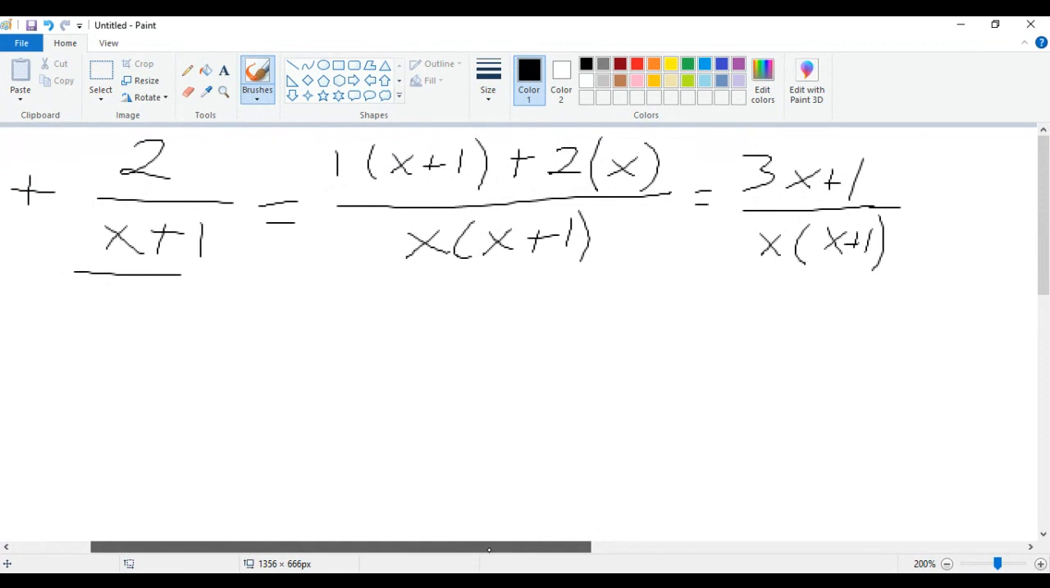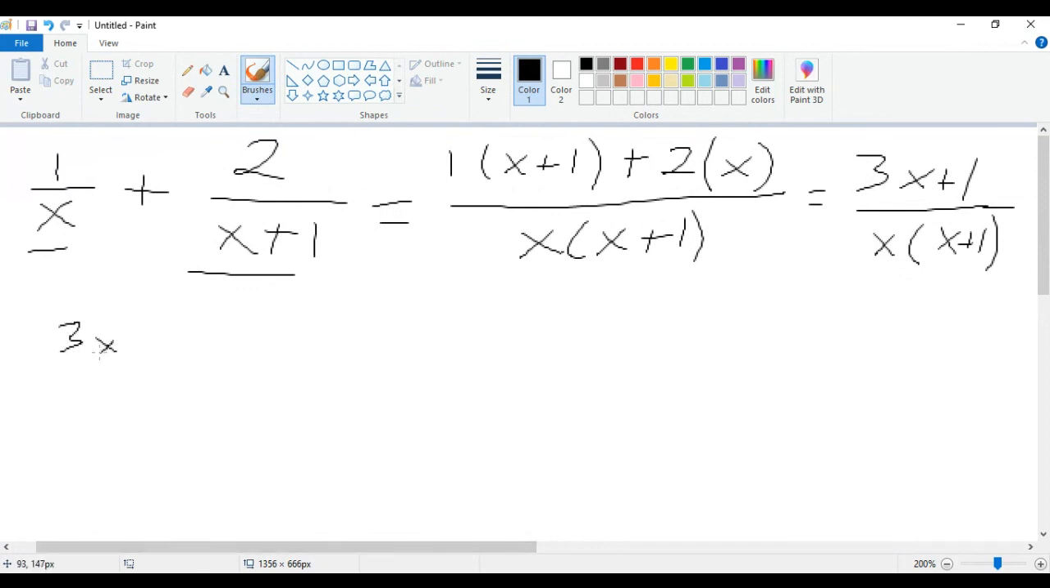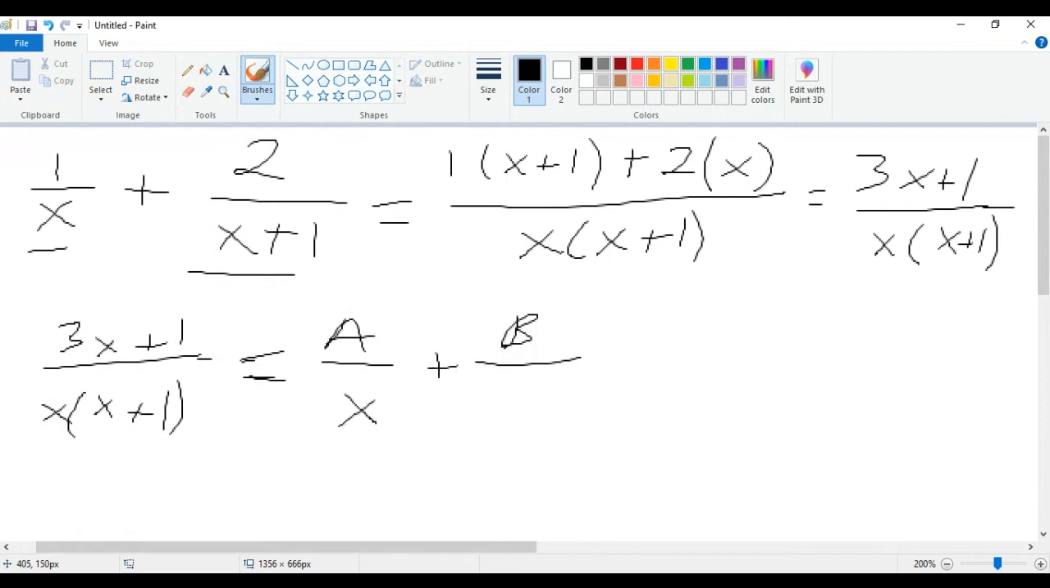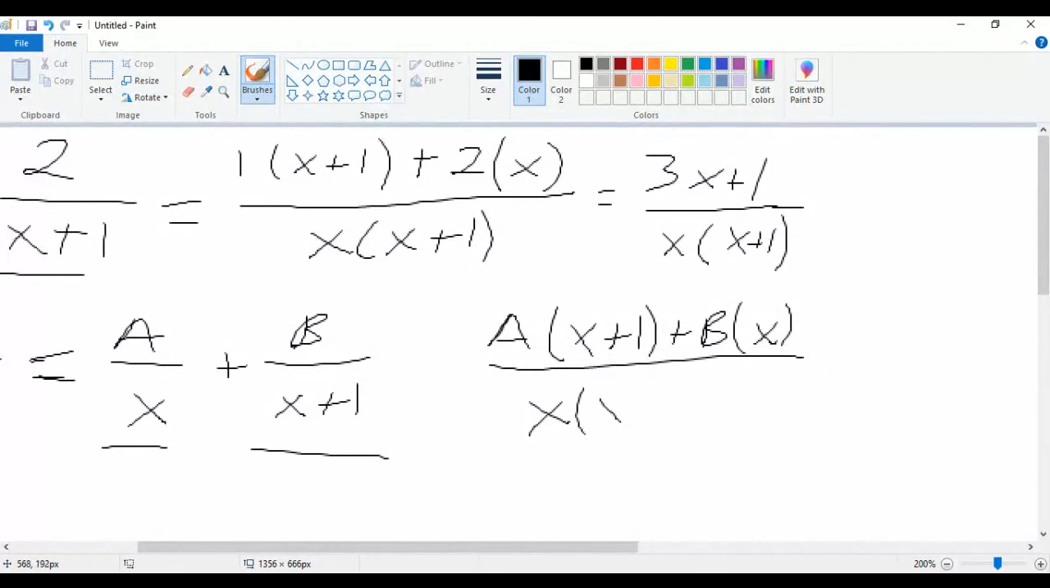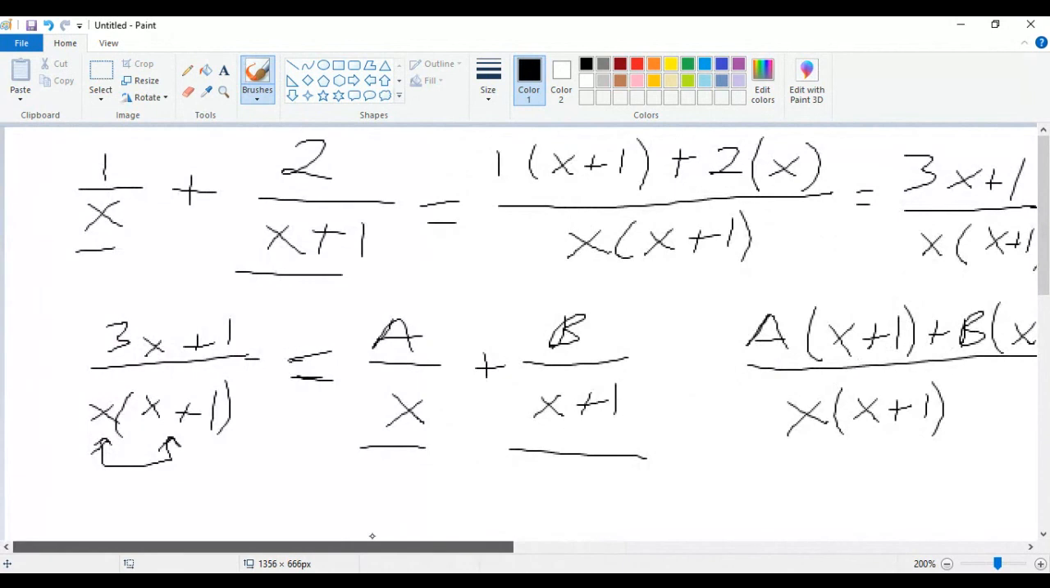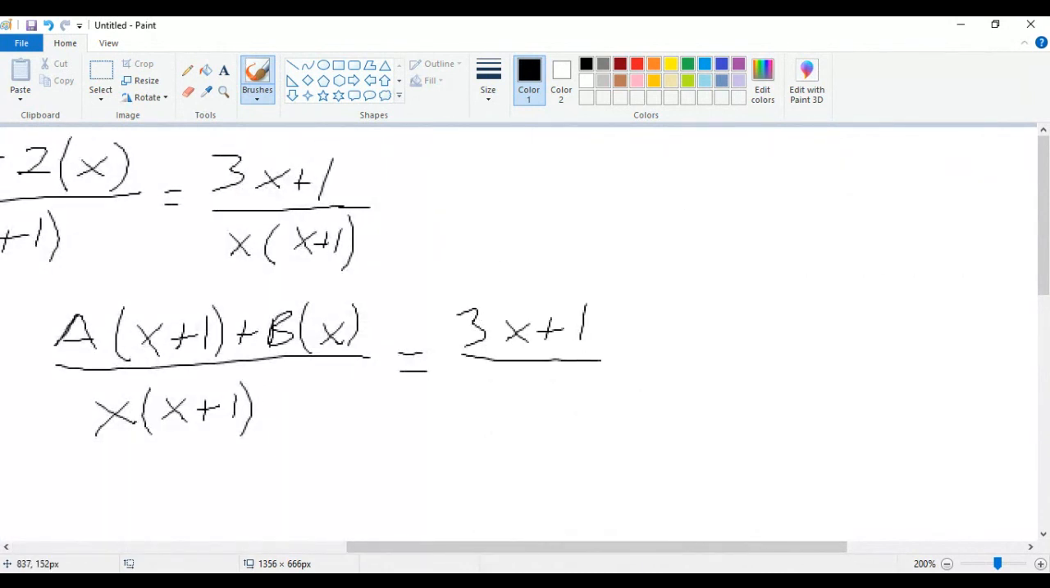We can also go through this process backwards. Let's say we start with the fraction 3x plus 1 divided by x times x plus 1. We can use this process backwards to say it must be the sum of two independent fractions, each with one portion of this denominator, because this is the product of two separate parts. We can write it in this form, a over x plus b over x plus 1, and see that if you were to add these two fractions together, you would end up with a times x plus 1 plus b times x, divided by x times x plus 1. And that would have to be equal to our original fraction, 3x plus 1 divided by x times x plus 1.